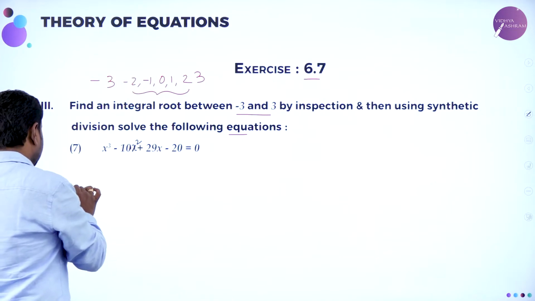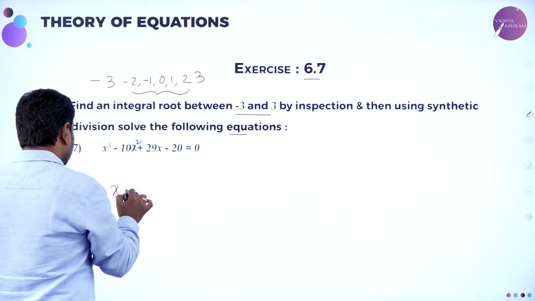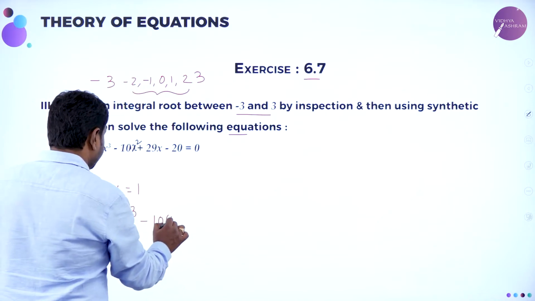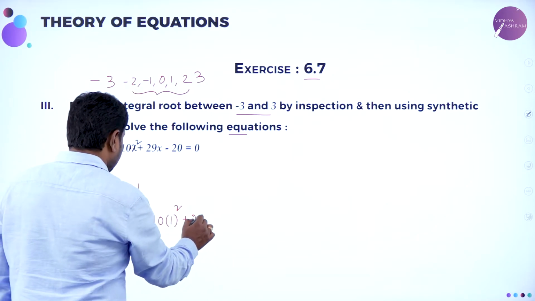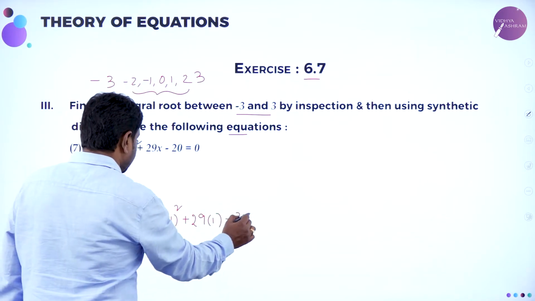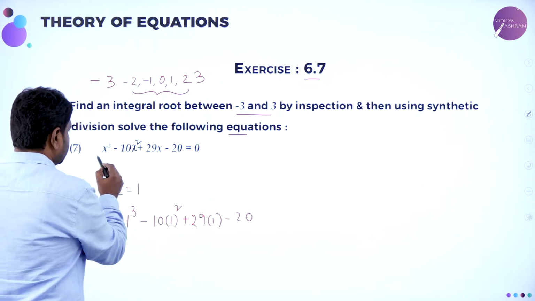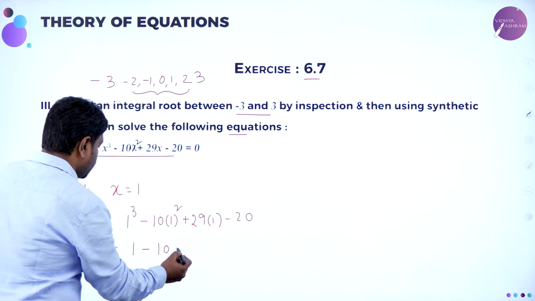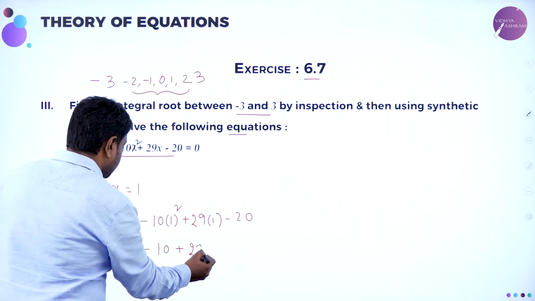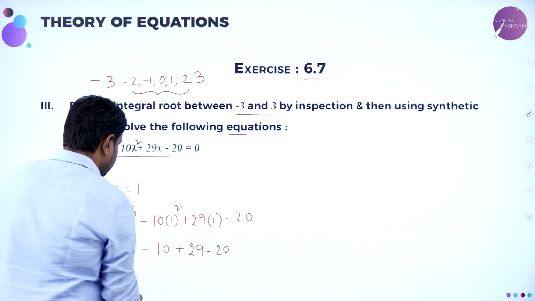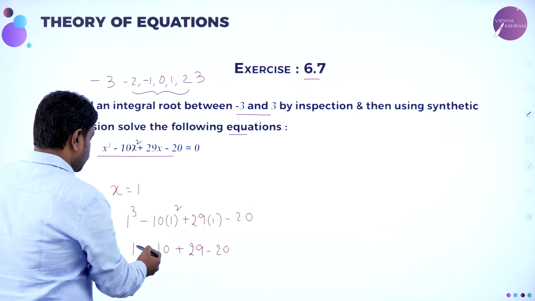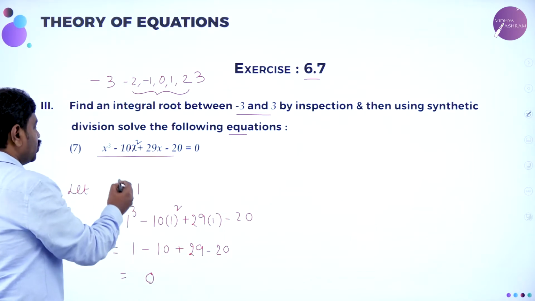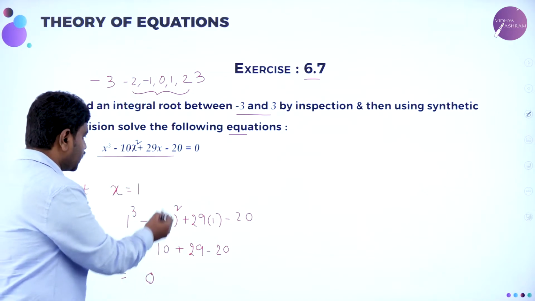Simple number I'll take, let x is equal to 1, then it will become 1 cube minus 10 into 1 square plus 29 into 1 minus 20. In the LHS of the equation, I am substituting. So all of you know 1 cube is 1, minus 10 into 1 square is 10, plus 29 minus 20. Further, 29 plus 1 is 30, 30 minus 30 becomes 0, yes. When I put x is equal to 1 in the LHS of the equation, I am getting RHS 0.